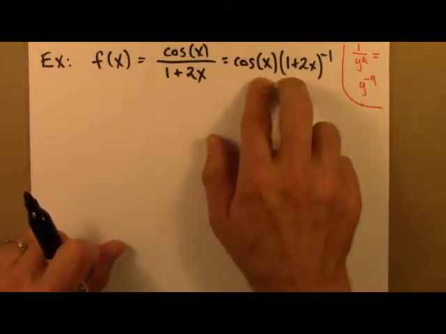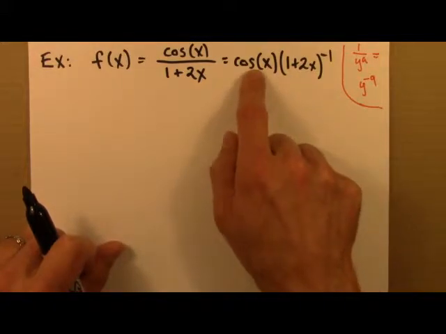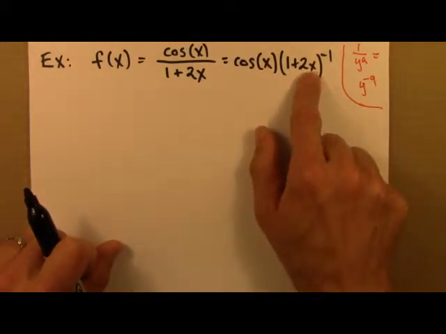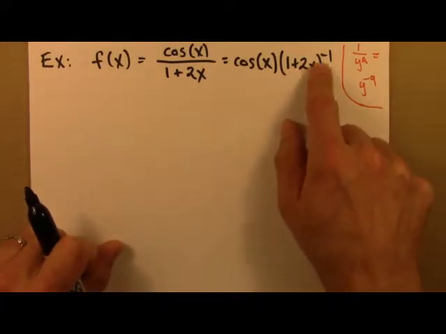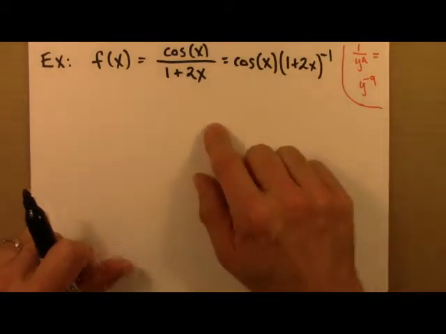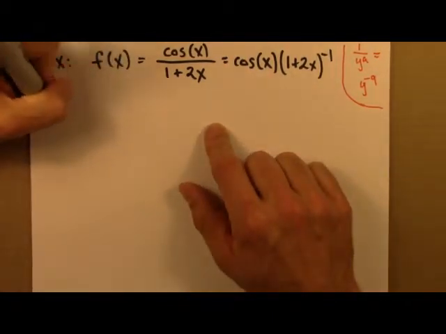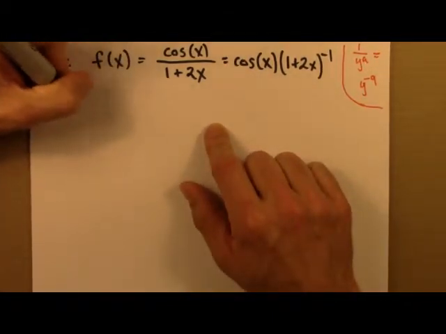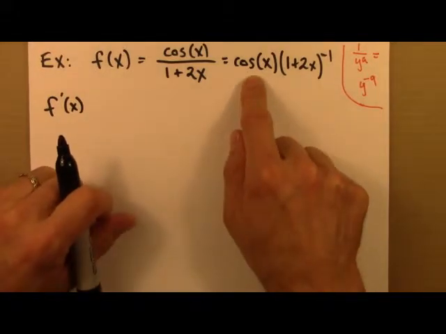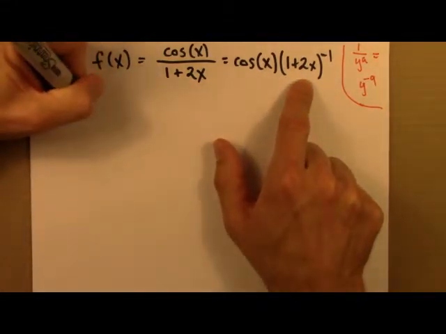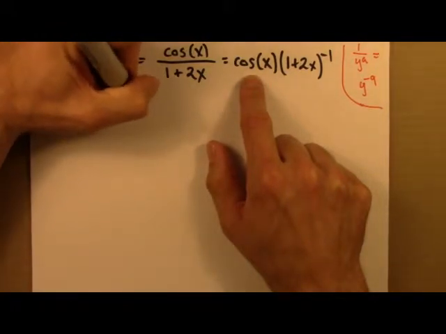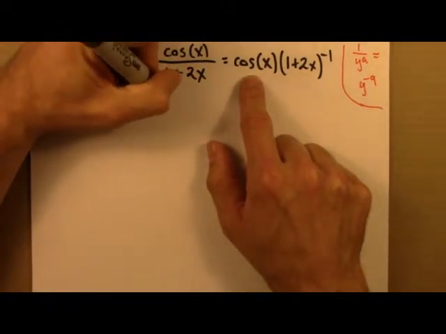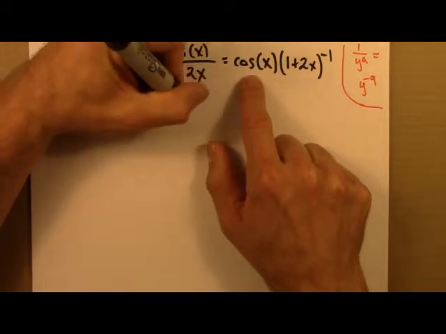So now let's take the derivative, and we're again going to have to use the product rule and the chain rule, because this function is a chain function. I take x, double it and add 1, and then I raise it to the minus 1. Okay, so let's do the product rule. Take the derivative of the first one, leave the second one alone. Derivative of cosine is minus sine x. Leave the second one alone.